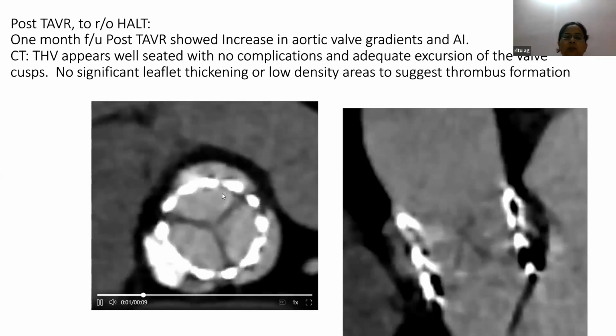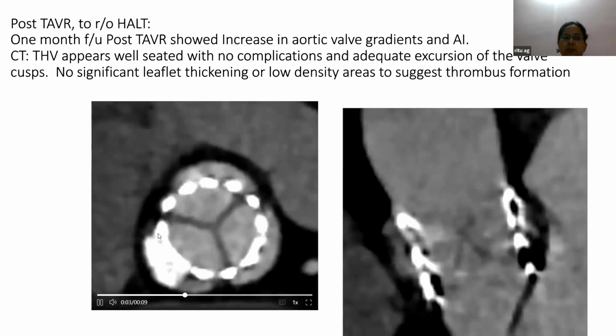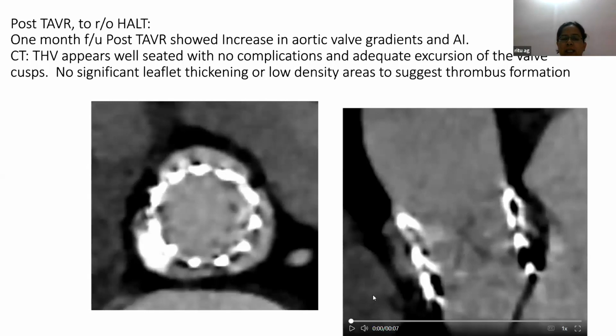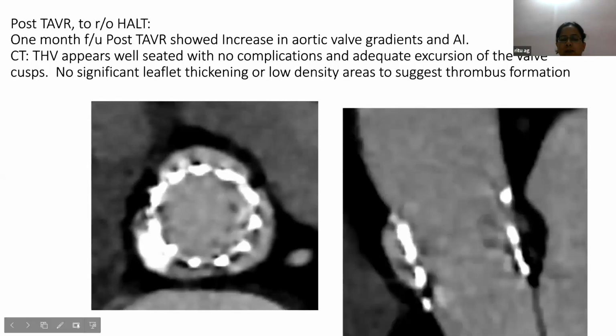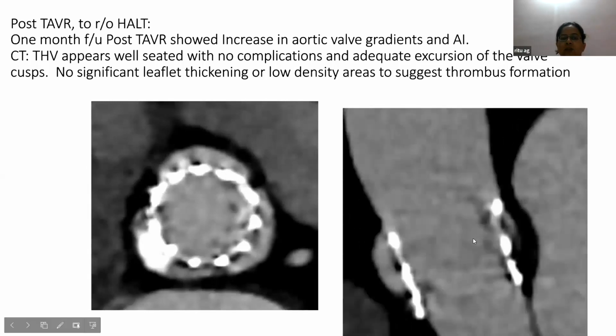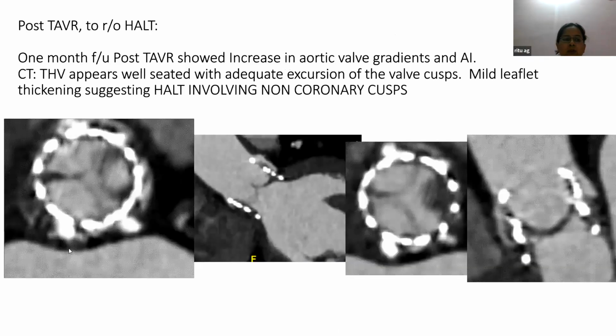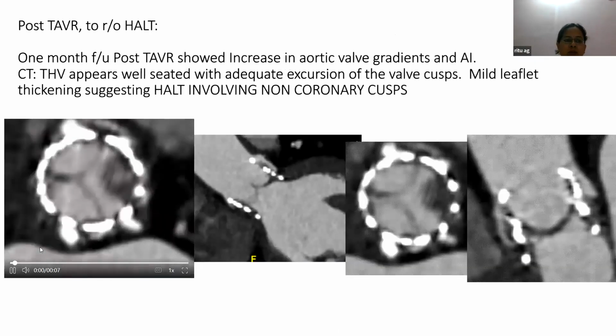So what we do is a CT in these patients, like in this case, we see the valve is well seated and it's moving well, there is no significant thickening of the prosthetic leaflets. So there are no low density areas which suggest thrombus formation. So this patient is not HALT. Then what does HALT look like? So this is what is HALT.